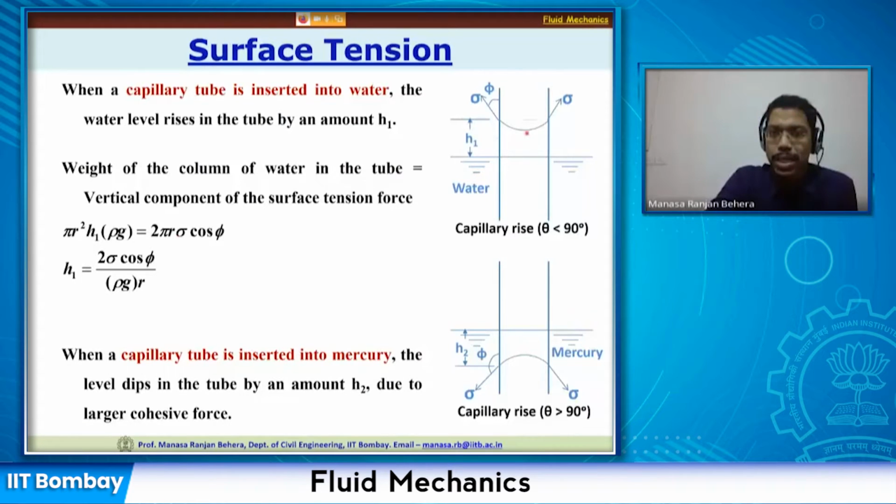So 2πr is the length along the surface that is acting, multiplied by σ cos θ, or sorry, cos φ. So the component of the force that is acting upward is considered, not the one in this inclined angle. So finally I can write down the expression h1 equals 2σ cos φ divided by γr, or ρgr. So this will give me h1.